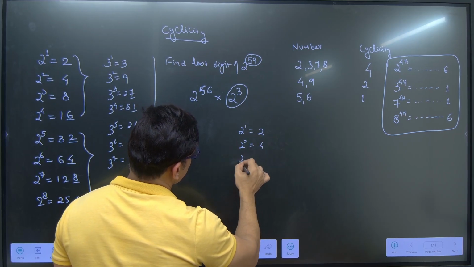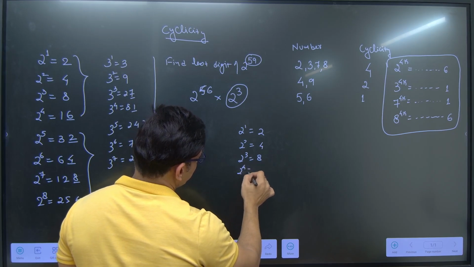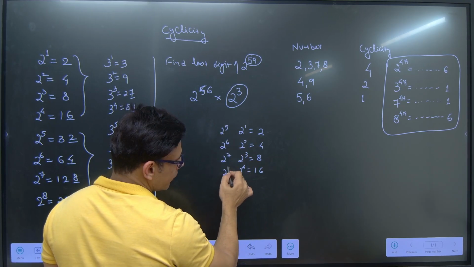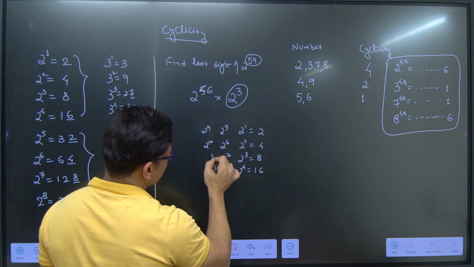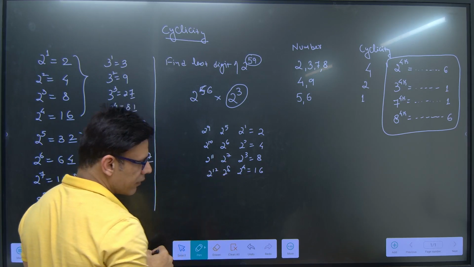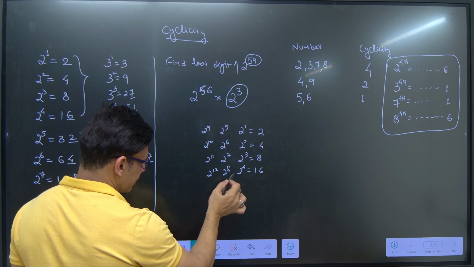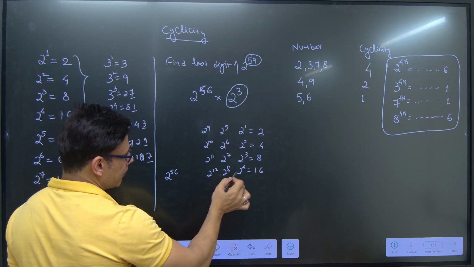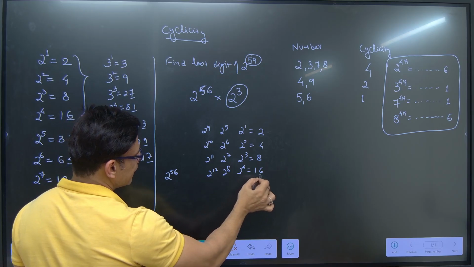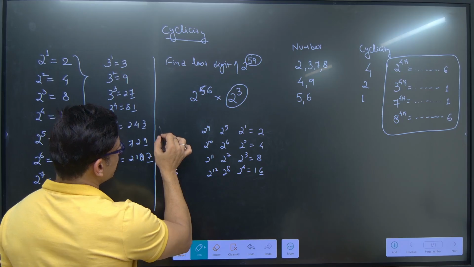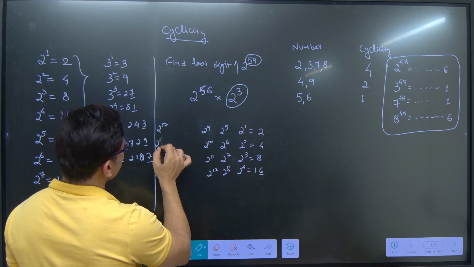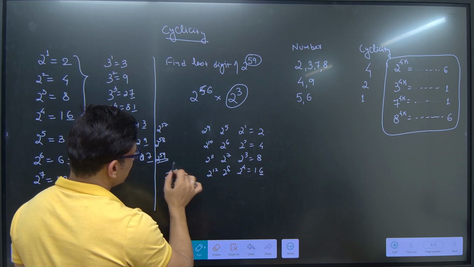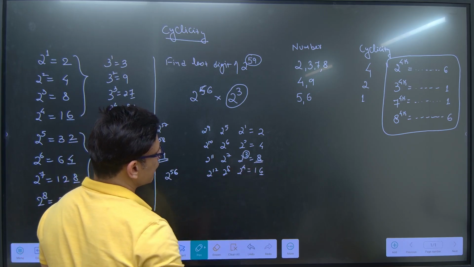See, 2 raised to the power 1 is 2, 2 square is 4, 2 cube is 8, 2 raised to the power 4, 5, 6, 7, 8, 9, 10, 11, 12, right? ऐसे जाता है. So for 2 raised to the power 56, any multiple of 4 will give you the last digit 6 only. After 56 come 2 raised to the power 57, 58, 59, and 2 raised to the power 59 will give you the same last digit as 2 cube, which is 8.